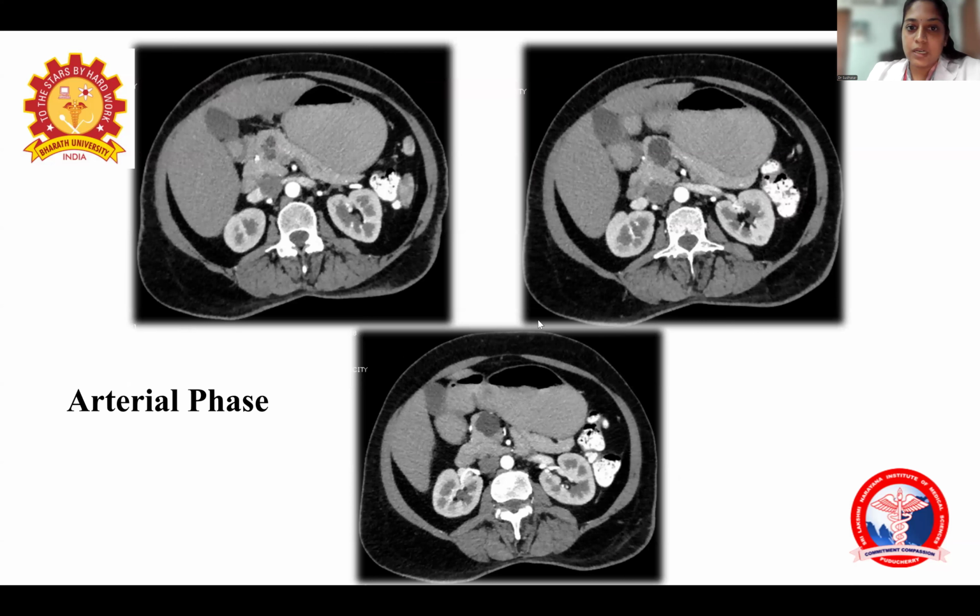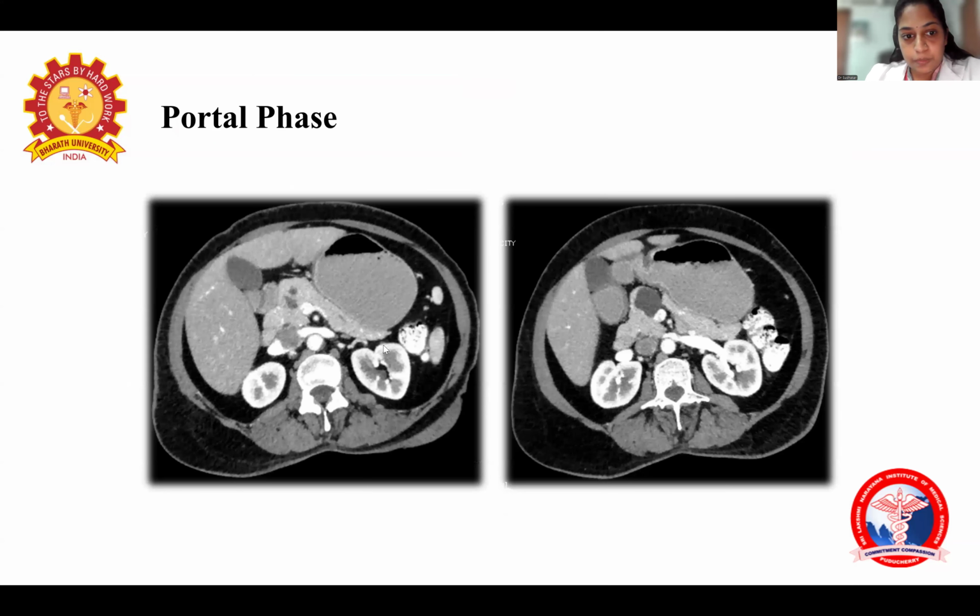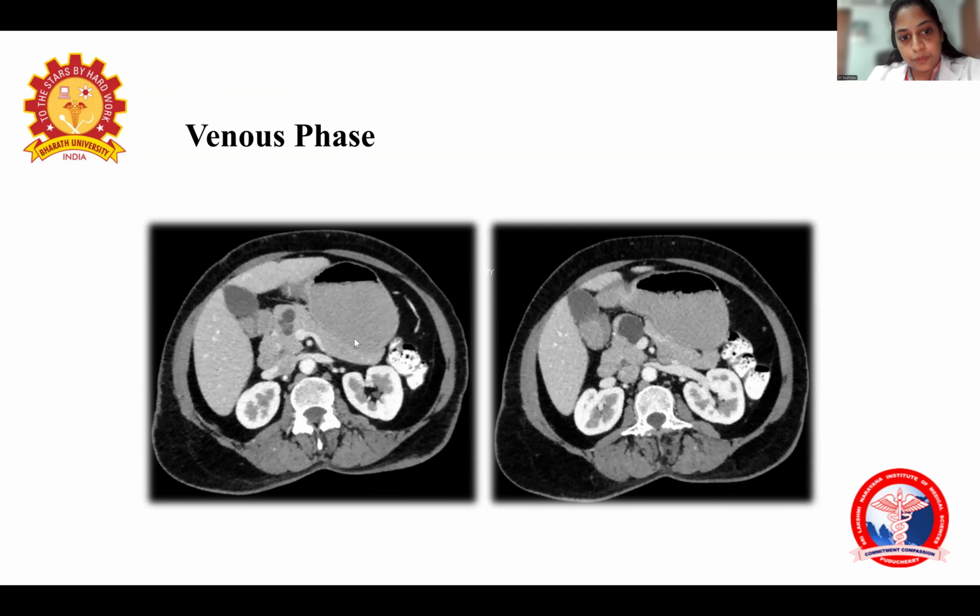Coming to the arterial phase, all of you can see that there is a cystic lesion in the head of the pancreas here. You can also see a small septum in the lesion. Coming to the portal phase, you can again see the septum. You can see that this lesion is quite big. It is compressing the CBD and the pancreatic duct. You can beautifully see the septum here in the venous phase.